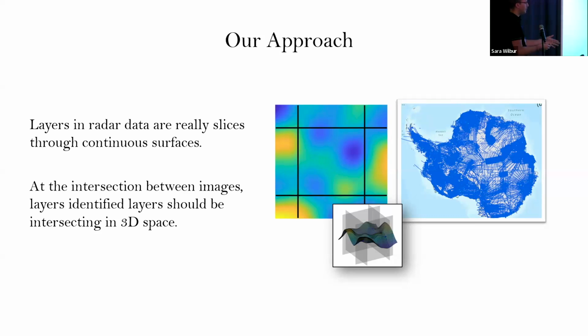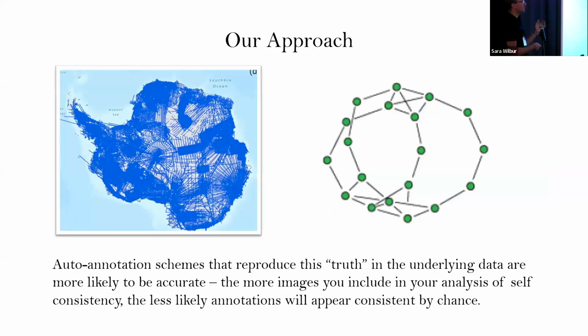And so now, by comparing the product of auto annotation schemes across images, we can start to build what might be a slightly more robust metric for the quality of the layers that have been identified. So we've been using graph theory. Graph theory lets us sort the data into these nodes and edges, where every individual radar image collected in Antarctica or in Greenland is a node, and every other image that it intersects with is an edge.